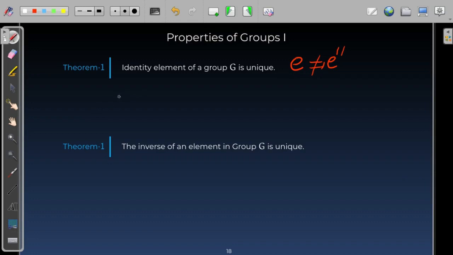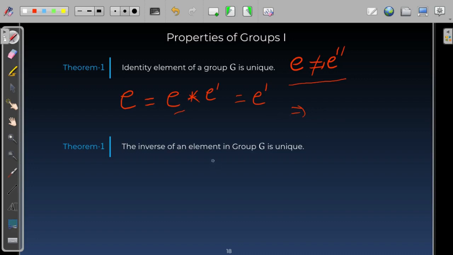So if it is an identity element, then E can be written as E star E dash, because E dash is also an identity, and if I operate it with some element, I will get that element only. Since E is also the identity element, this can be written as E dash. So you can see that E is equal to E dash, which is a contradiction of our assumption that E is not equal to E dash. So our assumption must be wrong, and the identity element of the group is actually unique.